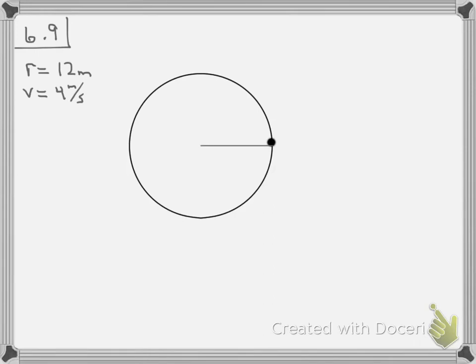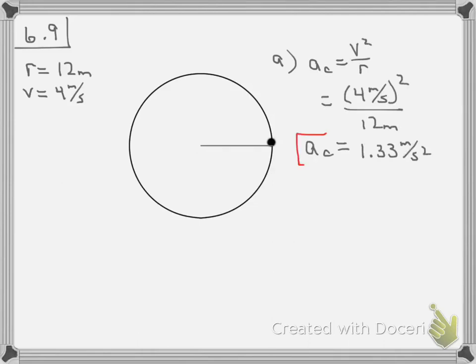Now let's look at problem 6.9. And this says that a hawk flies in a circular path of radius 12 meters with a constant speed of 4 meters per second. And we're asked to find the centripetal acceleration. Well, it's v squared over r. So centripetal acceleration is 1.33 meters per second squared. And that points in towards the center of the circle.